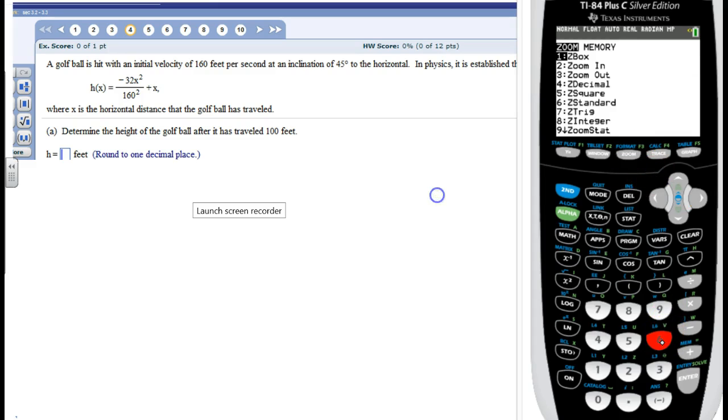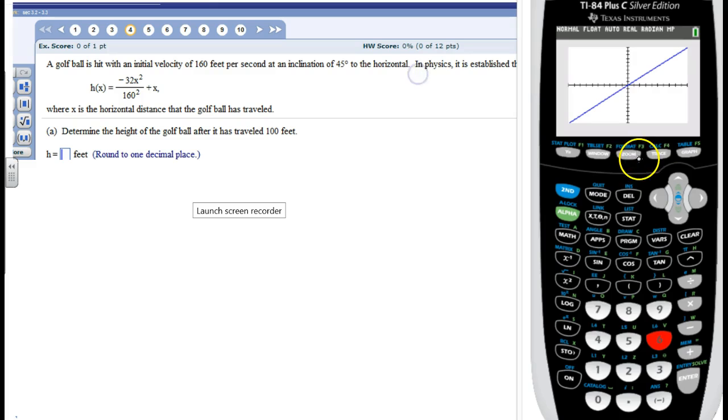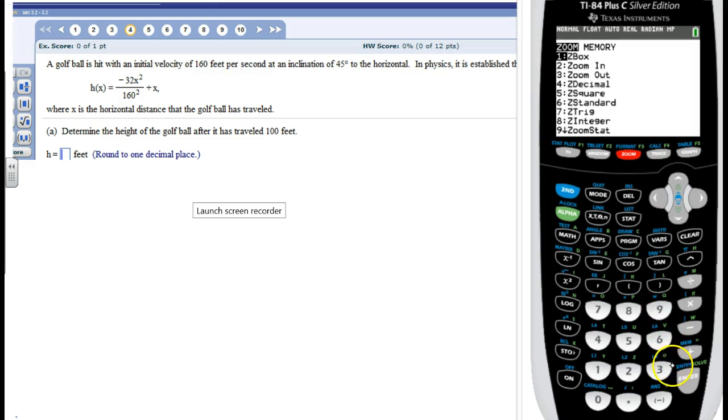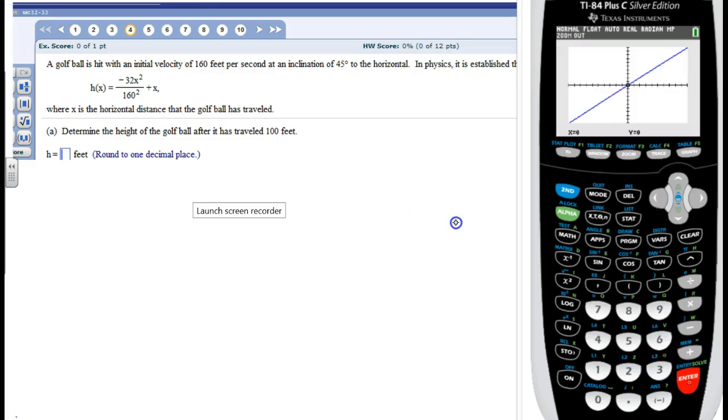Normally I hit zoom 6 to give you a standard 10 by 10 viewing screen, but it looks like I just have a straight line. I know from the function that it says negative 32x squared divided by a huge number, but the negative x squared tells me it shouldn't be a linear line. It should be a downward parabola. So I'm going to hit zoom 3 enter to try to see if I can see a parabola facing down.